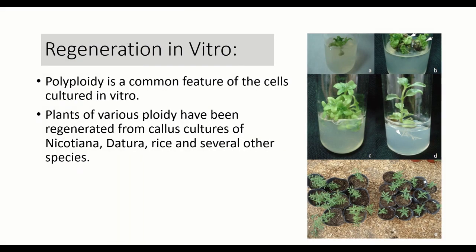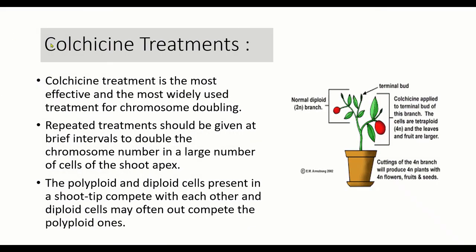And the next one is regeneration in vitro. What are we going to do? Polyploidization is a common feature in cells cultured in vitro. Okay, the shoot tip that we have cut out from the plants, we can grow it. When we grow it, we can treat with any kind of physical or chemical agents, like colchicine, and it will develop into polyploids from diploids. Okay, so it can occur in cell cultures of Nicotiana, Datura, rice, and several other species that have been tested.